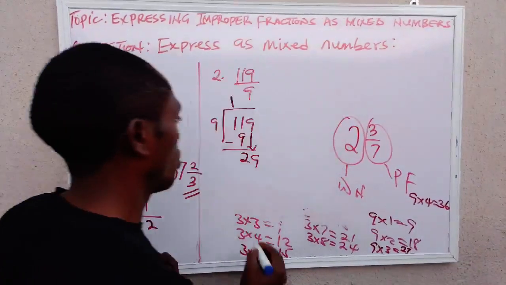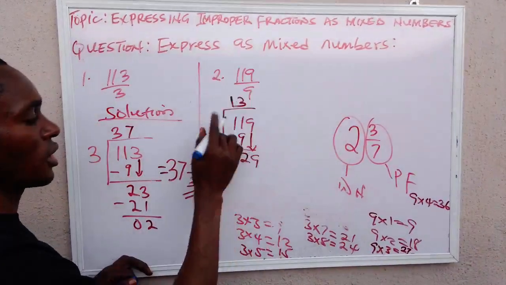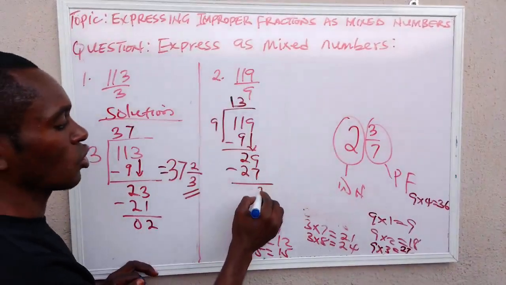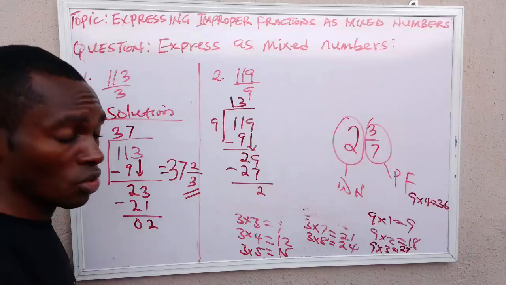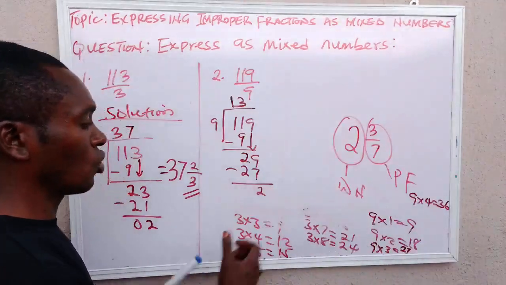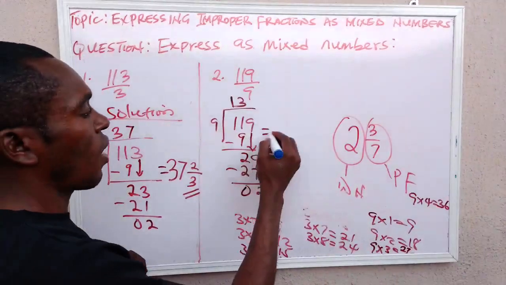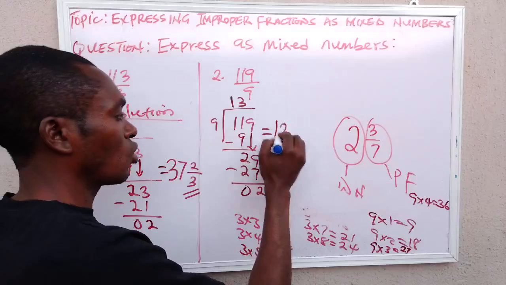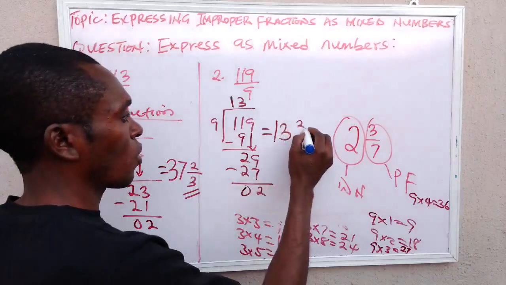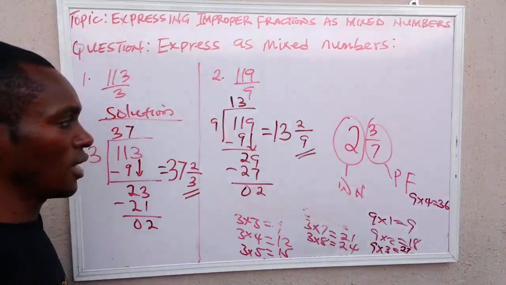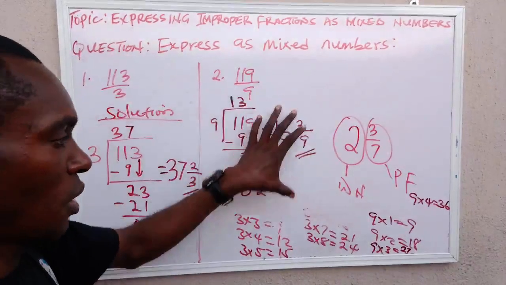So we have 3 here. 3 times 9 is 27, and we subtract. 9 minus 7 is 2. Don't forget, after 7 we have 8, we have 9. So it's 2. Then here we have 0. So our answer is 13 whole number, 2 over 9. So this is the answer to this particular problem.